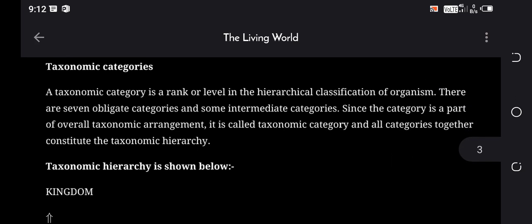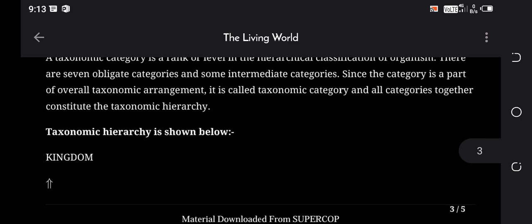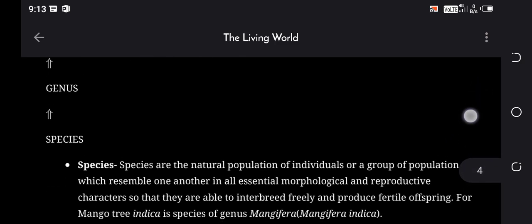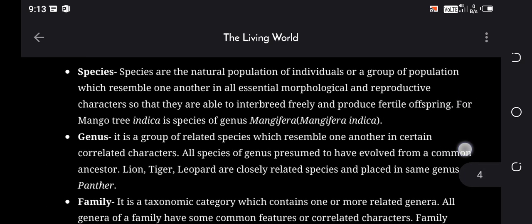Taxonomic categories. A taxonomic category is a rank or level in a hierarchical classification of organisms. There are 7 obligate categories and some intermediate categories. Since each category is a part of the overall taxonomic arrangement, it is called a taxonomic category, and all categories together constitute the taxonomic hierarchy. So first of all, there are species, then genus, then family, then order, then class, and then division or phylum.